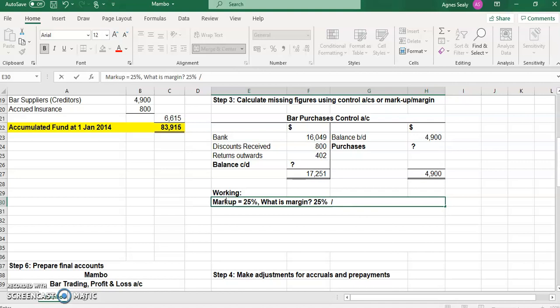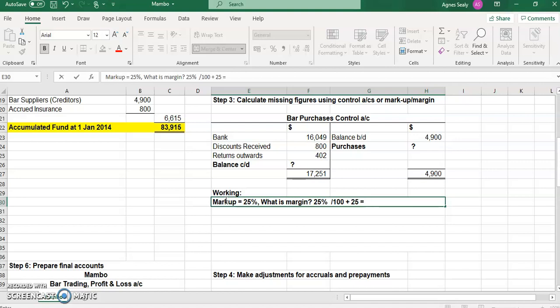So again, that is how we are converting from our markup to margin. When you're converting from markup to margin, you add. You take the percentage that they give you and add it to the 100 at the bottom here. So that would give you 125. So your fraction would be 25 out of 125. Okay, so that's how you convert from markup to margin.